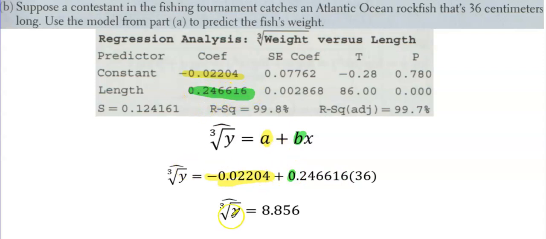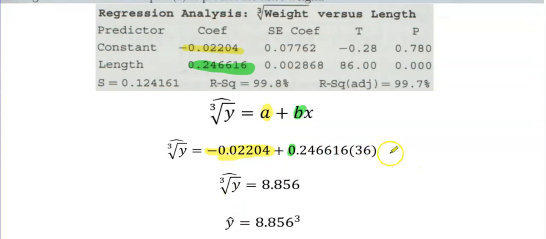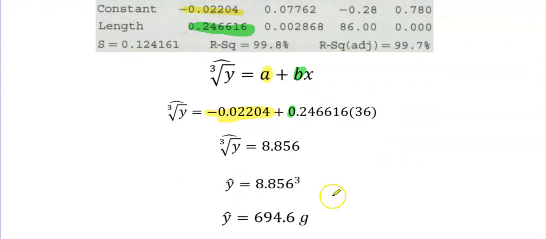Plug them in, and I get the cube root of y is 8.856. Cube both sides, and I get an estimated weight of 694.6 grams. Notice it's slightly different than the first time. That's okay, because we got a different table and all of that rounding and all of that good stuff. But the idea is still the same. We're really close. We're only like 6 grams off. So it's still a good prediction.